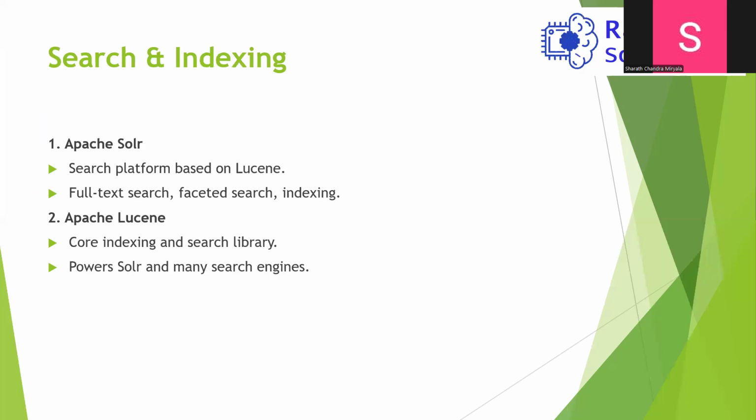And then we do have searching and indexing. Apache Solr is something that offers full text search, faceted search and indexing. So what will indexing do? Usually it makes the search a bit better, a bit faster. And then we do have Apache Lucene, which has the core indexing and search libraries. So yes, these two are the search engines from Apache. They're quite powerful when you compare with the other things.